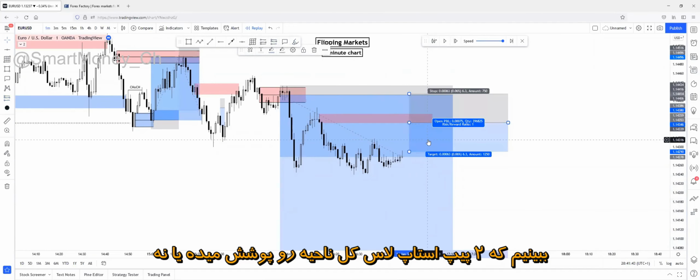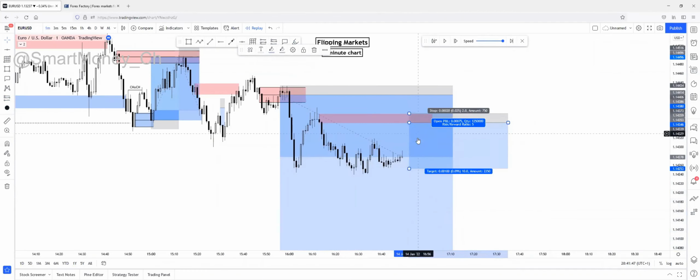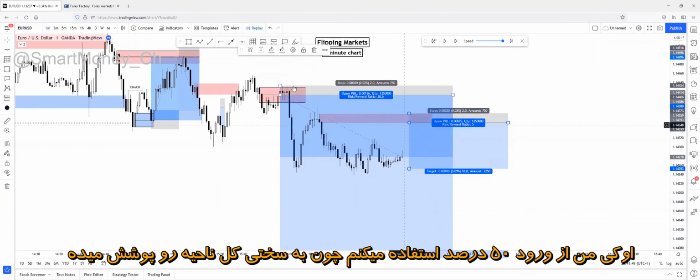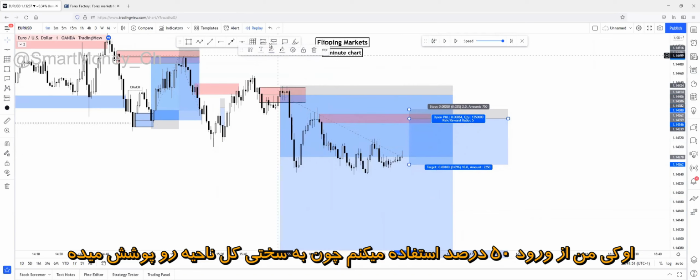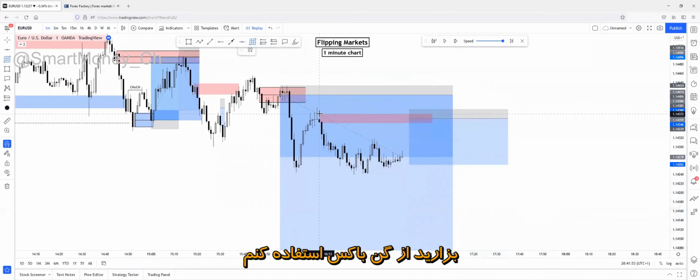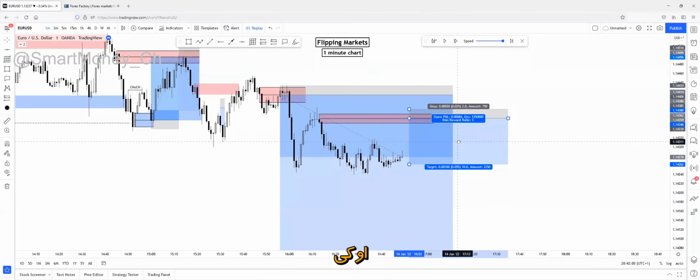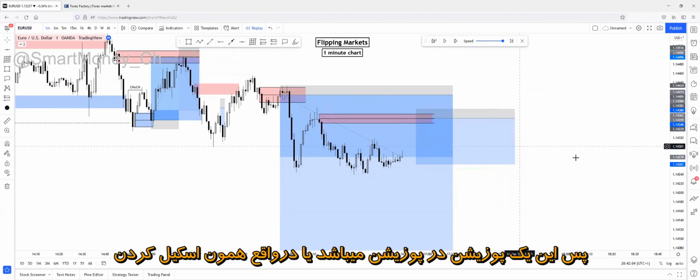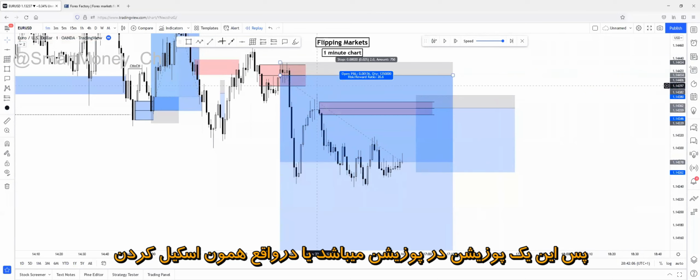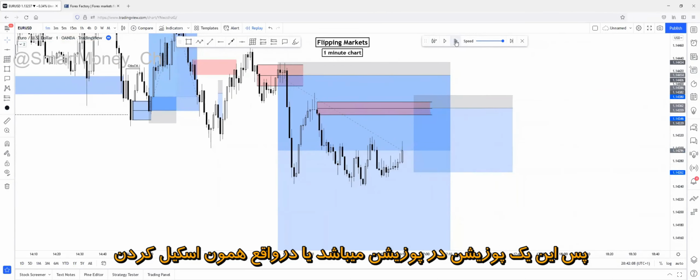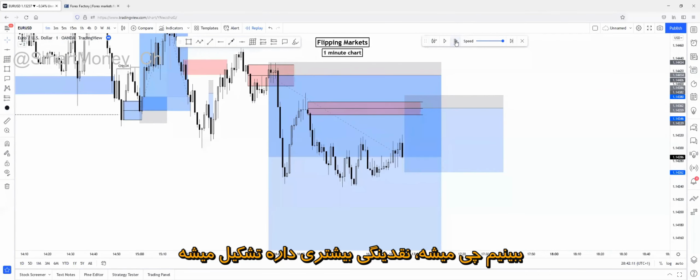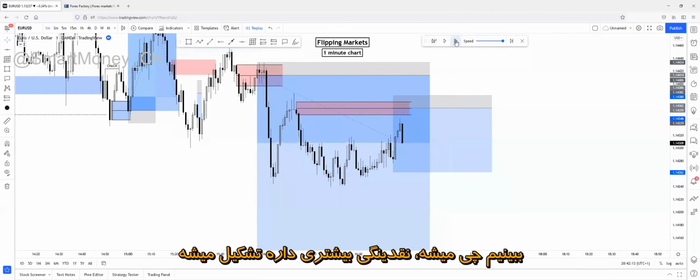Let's see if the 2 pip stop loss covers the whole zone. Okay, I would use the 50% because it barely covers it. Let me just check the lot size. Okay. So it's a position in position trade, a scaling trade basically. Let's see what more liquidity is being built up.